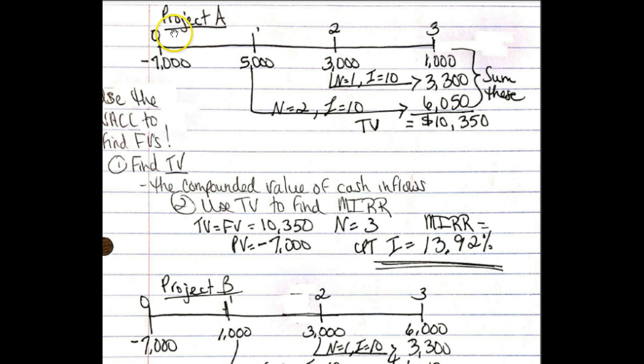Let's look at the cash inflows. I set it up on a timeline. Sometimes it's useful and helpful to do that when looking at MIRR. So we've got the 3 cash inflows. We've got the cost. We'll leave that over there. We're not going to do anything with it right now.